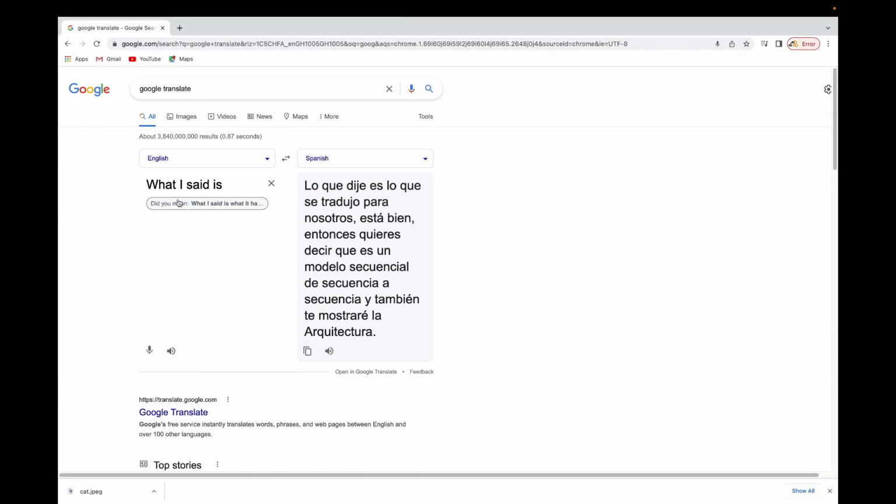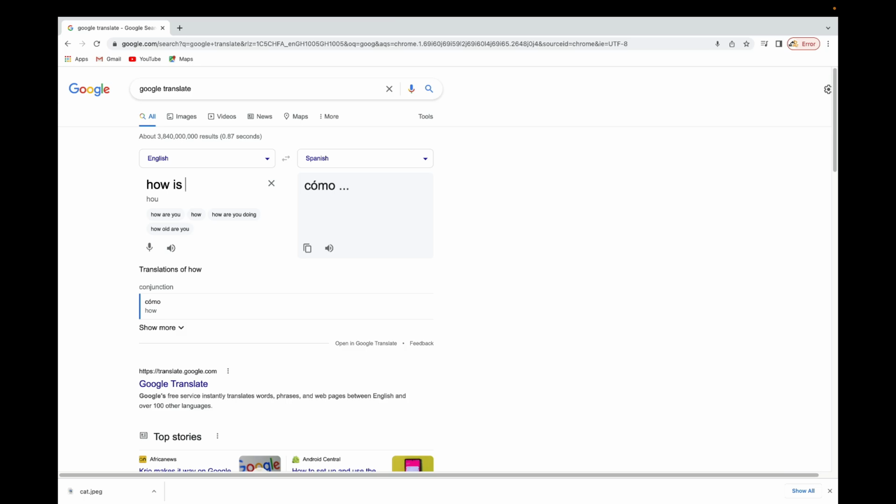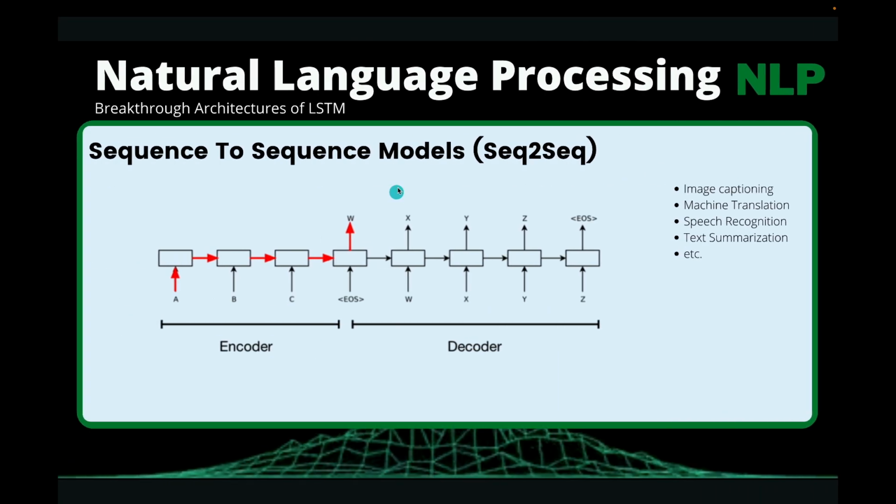For instance, we encoded some words over here. So I can maybe encode "how is your day". That is the text that I'm encoding over here. Then it's going to try to understand it or decode it to another language. So encoder, decoder. That's the two parts that it has.